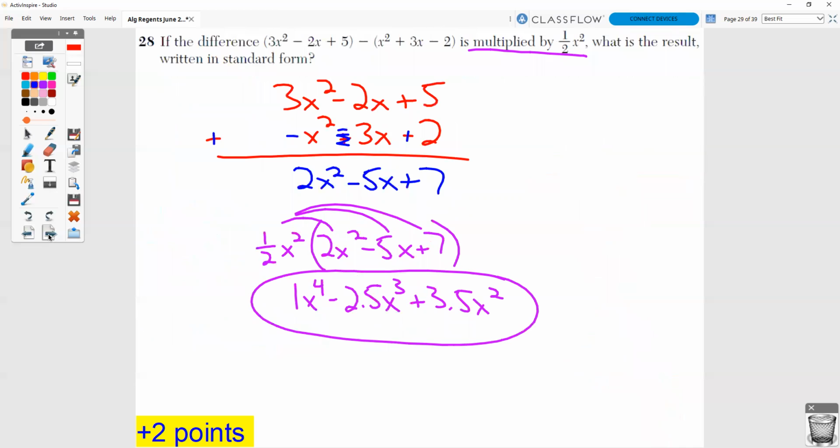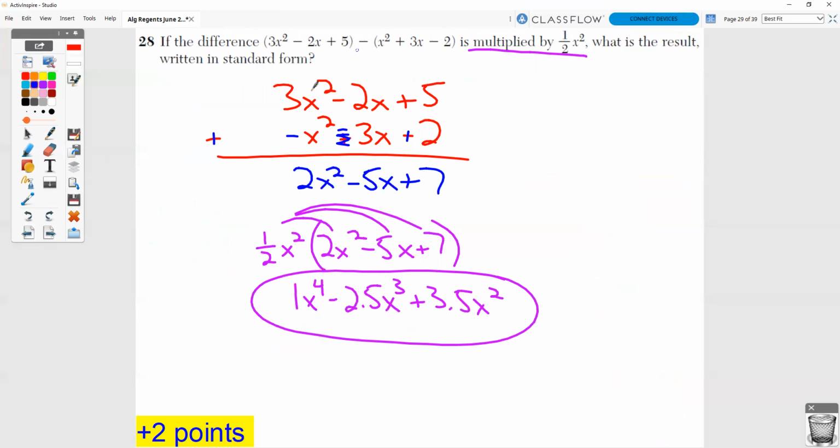In question number 28, if the difference, meaning to subtract those two things, is multiplied by 1/2 x squared, what is the result written in standard form? Remember, standard form means that your biggest exponent comes first. So I just have to subtract these two trinomials.